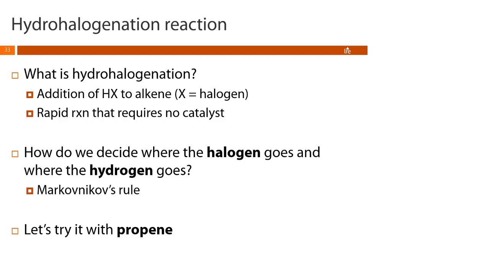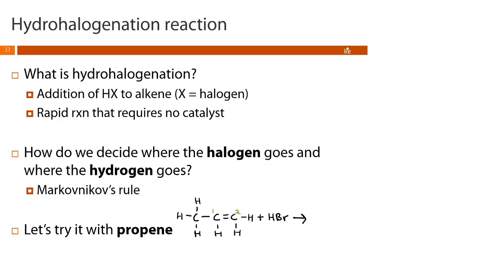So we'll start by drawing propene. We're going to react it with HBr, and we don't need a catalyst. Okay, so we're going to follow Markovnikov's rules, and we're going to count the number of hydrogens attached to each double bonded carbon. So we know the hydrogen from hydrobromic acid has to go to the rightmost carbon, and the Br has to go to the middle carbon. So let's draw our product.